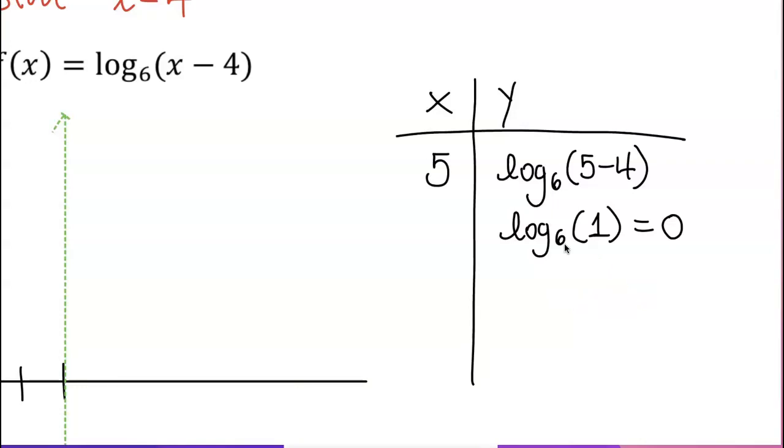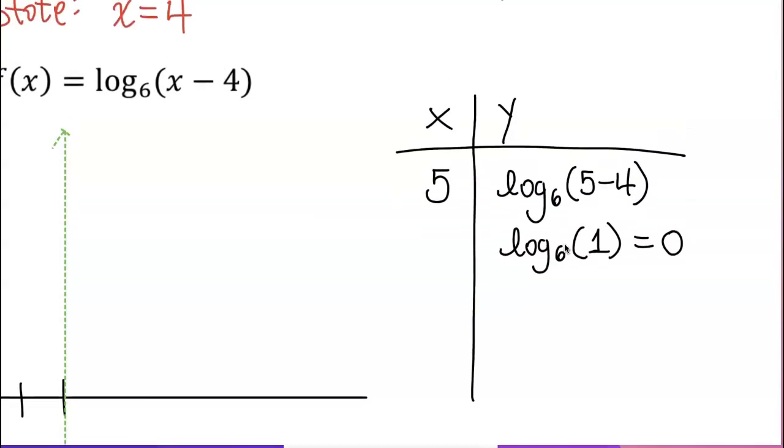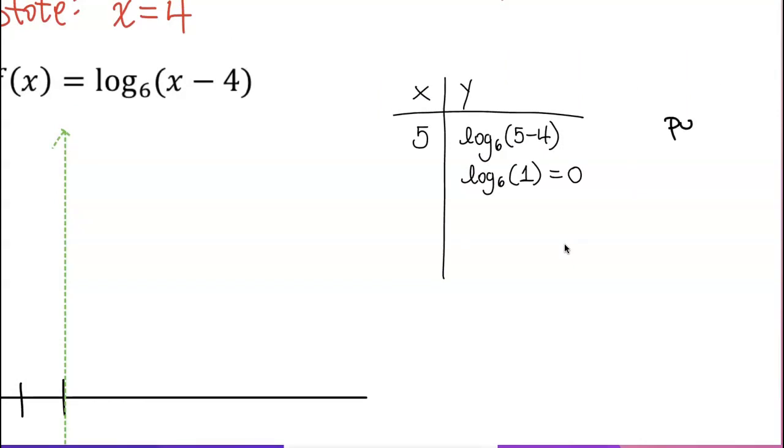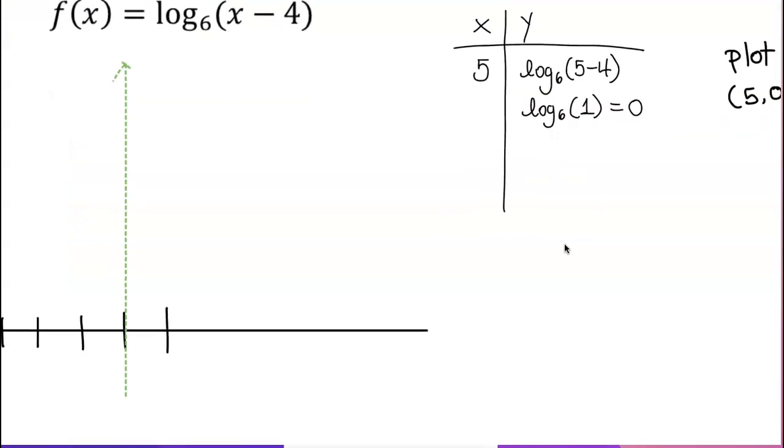So what I'm going to do is plot a point at 5, 0. So we will plot 5, 0. Go 5 to the right, and at 0, we'll have our first point.